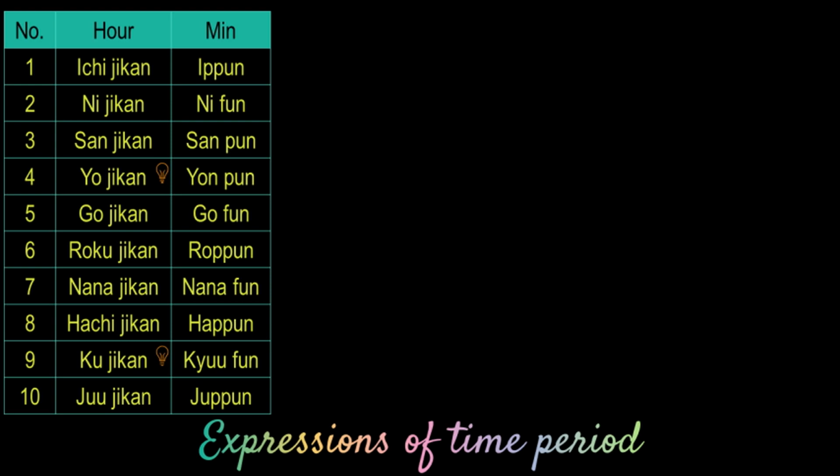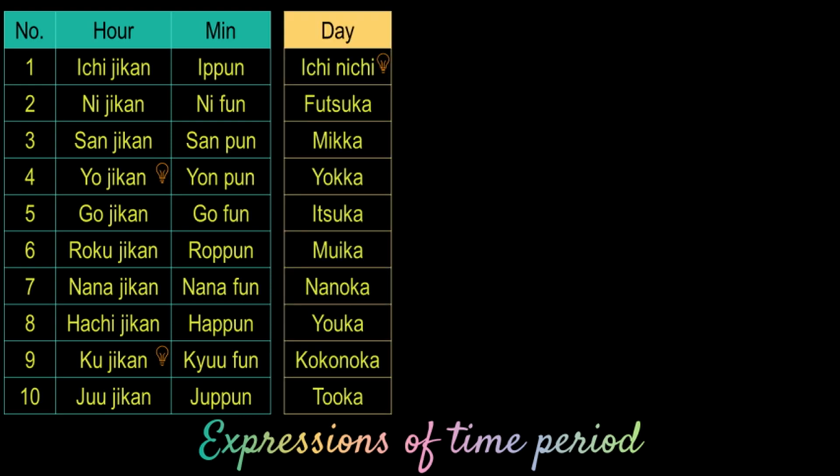To give the time period in minutes, you just need to add the word fun to the numbers. But note that fun is pronounced as pun when preceded by some numbers like 1, 3, 4, 6, 8 and 10. For example, for 1 minute, it will be ippun. For 2 minutes, it will be nifun. For 3 minutes, it will be sampun, and so on. You can actually see my video on how to tell time, wherein I have discussed it at length. Anyways, for the beginners, just remember gofun in case of 5 minutes and jippun in case of 10 minutes.